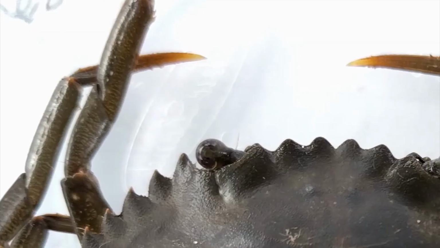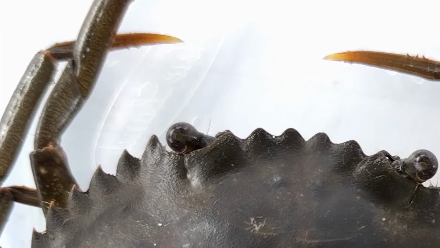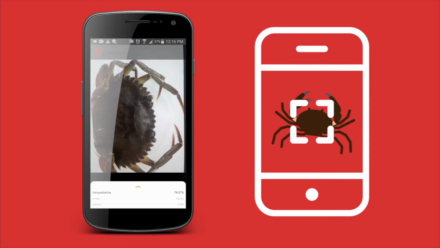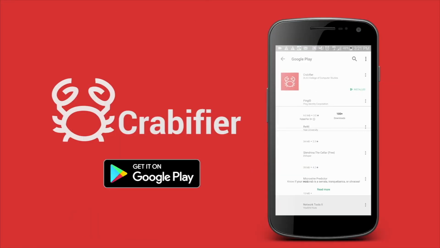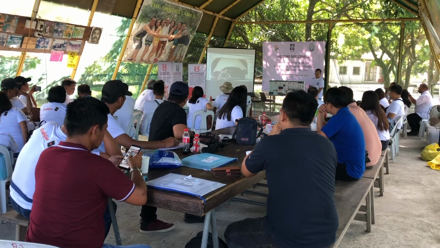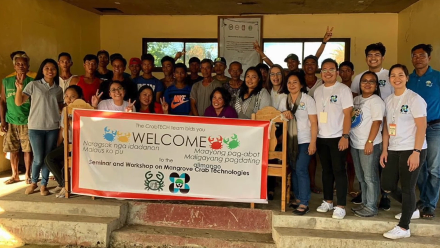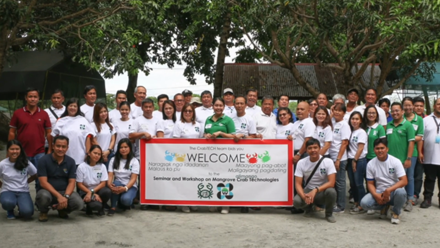Using DNA extraction and PCR, with the combination of image analysis and machine learning programming, we were able to create a free mobile application called Crabifier that identifies the species of juvenile mangrove crabs. Since its deployment last August 2019, we have helped fishermen ensure that they are capturing or purchasing their preferred species. We've also designed the pipeline of our processes such that they can be applied to a variety of organisms. So someday, we hope to be able to do this from the farm to the pond, from the ocean to the forest.